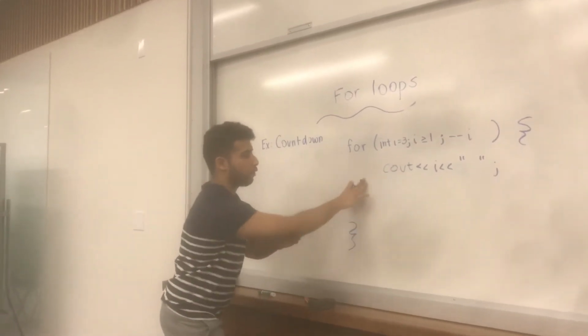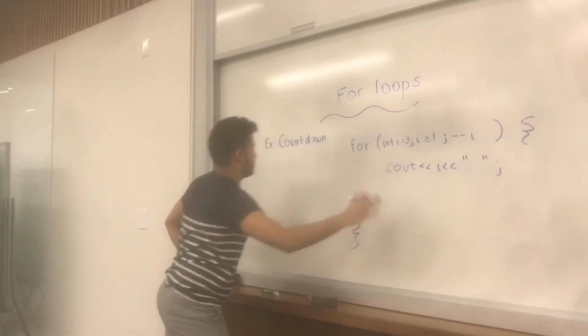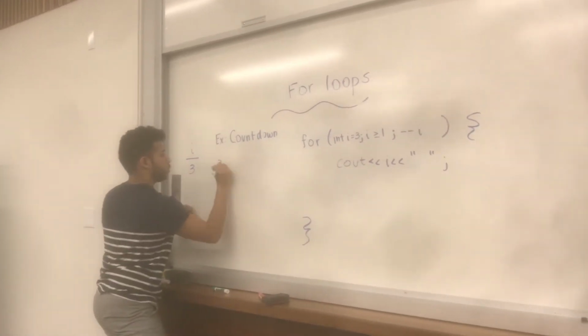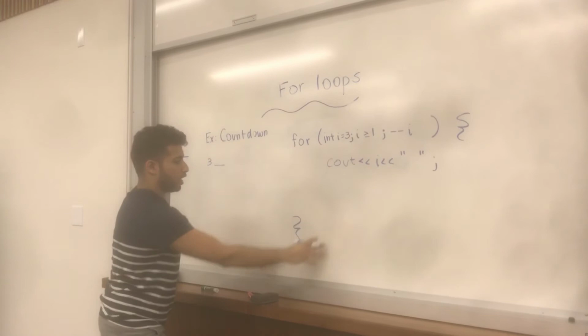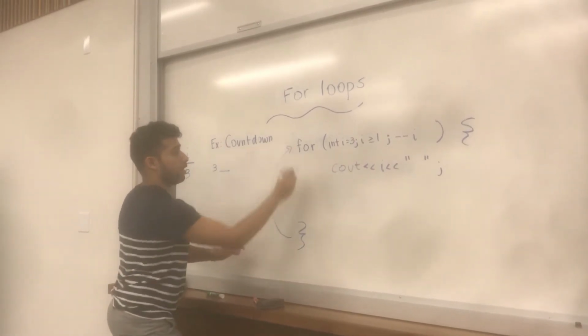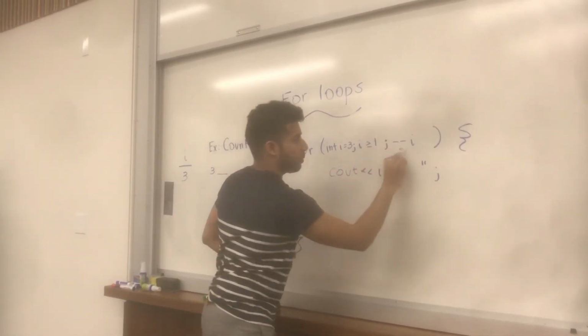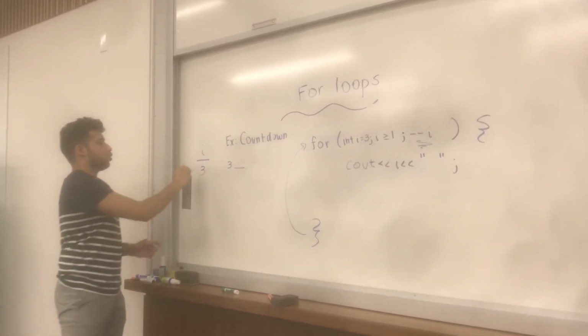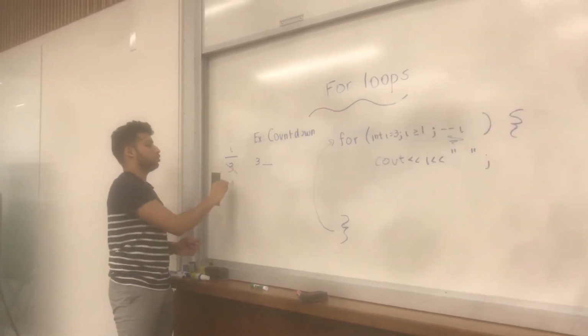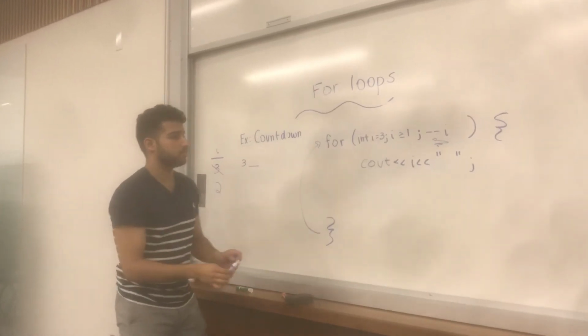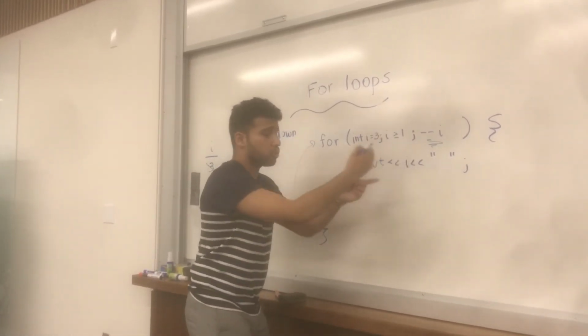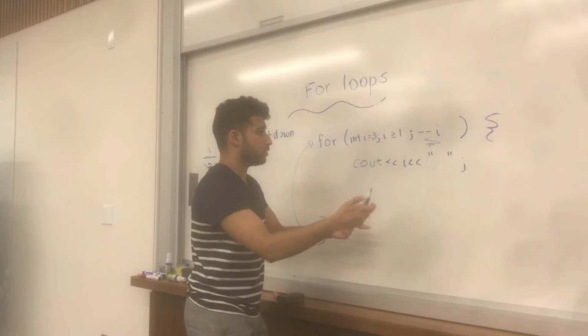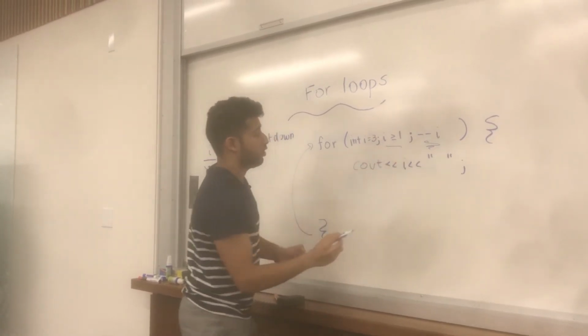We start the for loop. It couts what I is and prints a space. So we do 3 space. Then we go down, we go back up. Now we do the decrementing. So right here, minus minus I, so I goes down to 2. We check, is 2 greater than or equal to 1? Yes, 2 is greater than or equal to 1.